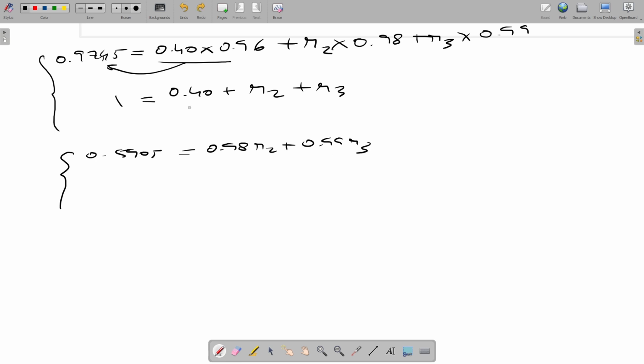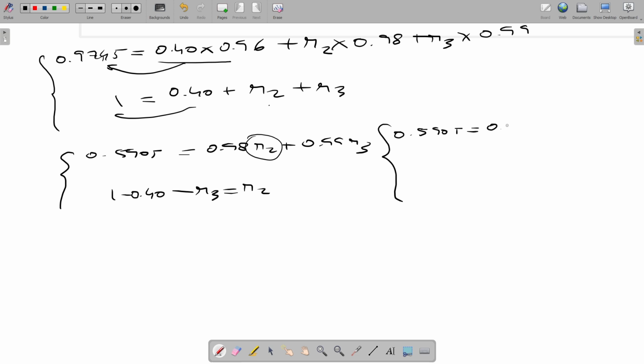And now we're going to do the same thing for this value. So 1 minus 0.40. Then you just take one of these to this side. It really doesn't matter. So it's M3, let's say, equals to M2. Okay. So now we're going to get this value. So this is 0.60 minus M3 is equal to M2. So you're going to get this value here. So it's 0.5905, it's equal to 0.6 minus M3, times 0.98. I just took the math from this value and plugged it here, okay? Plus 0.99 M3, okay?